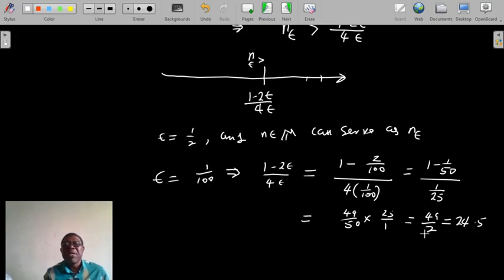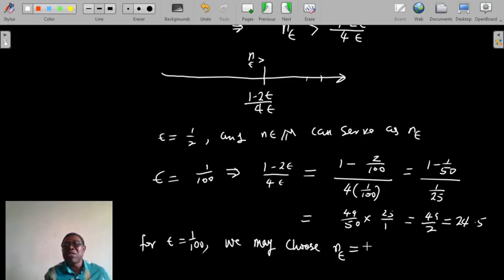What we are saying is that for epsilon equals 1 over 100, we may choose n epsilon to be equal to, say, 25, because 25 is bigger than this. We may equally choose n epsilon to be 26, 27, and so on. Any natural number that is bigger than this will work.